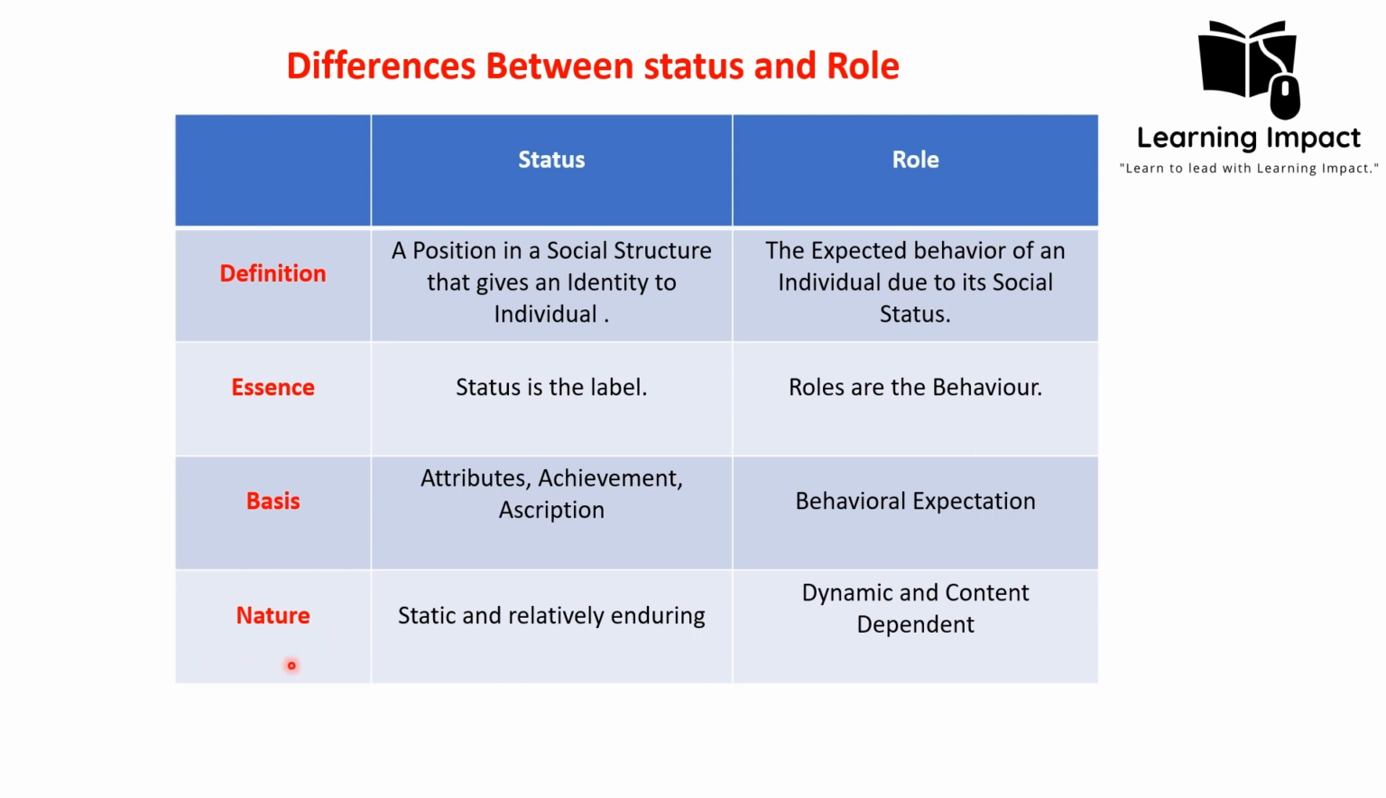Okay, then nature. Status is considered relatively static and relatively enduring. Why is it called static? For example, I give you the example of ascribed status. I am a girl, it's my status which will remain forever. So that's why it is considered more static. It is considered more rigid.